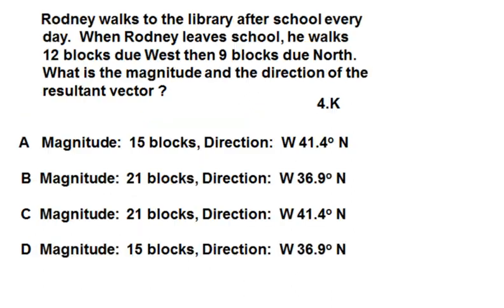Next, Rodney walks to the library after school every day. When Rodney leaves school, he walks 10 blocks due west, and then 9 blocks due north. What is the magnitude and direction of the resultant vector?